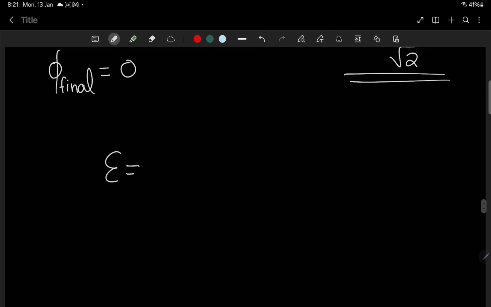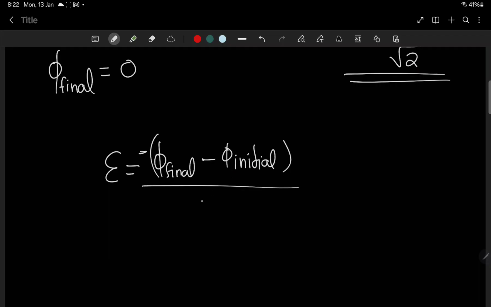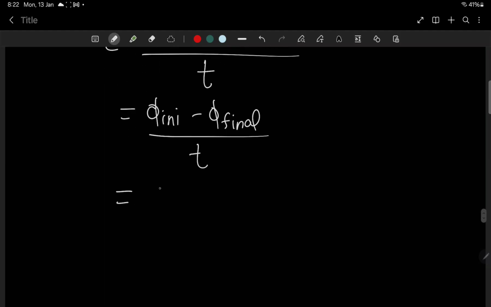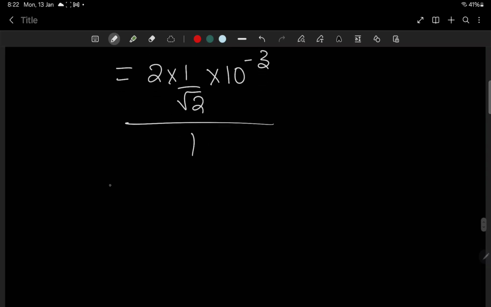You know that epsilon, the EMF, is equal to minus of final minus initial by time taken. Here final is 0, so we multiply the minus inside and get initial minus final by time. So what is initial? Initially it is BA cos theta, that we got as 2 into 1 by root 2 into 10 raised to minus 3. The other one is 0. By time is 1 second. So from here we get it as root 2 into 10 raised to minus 3 volt.